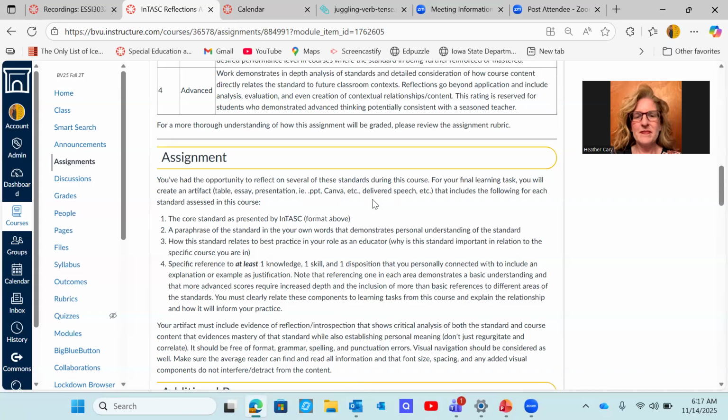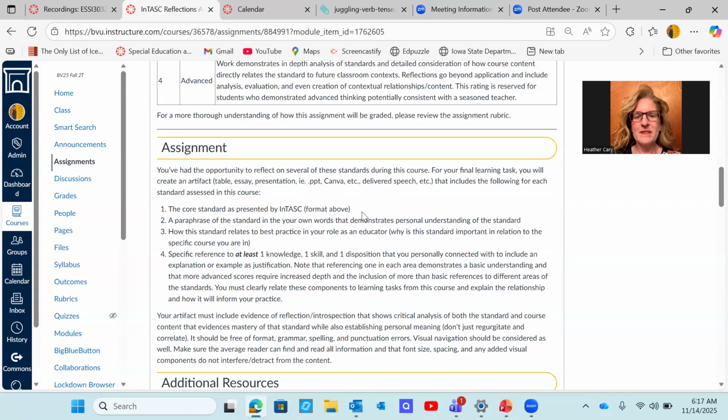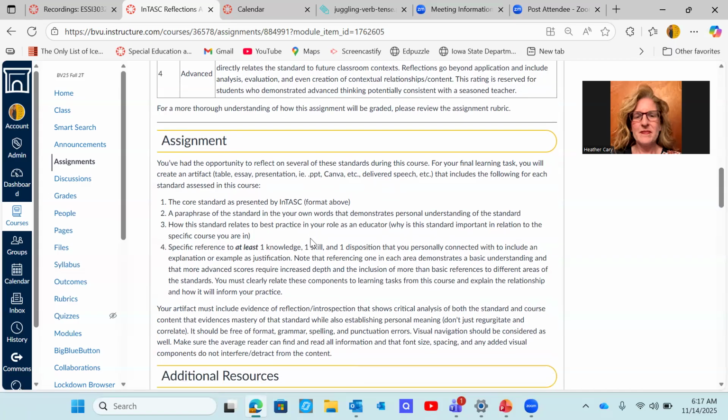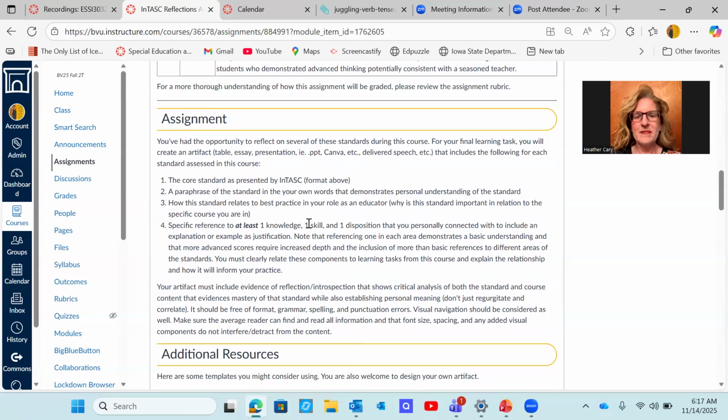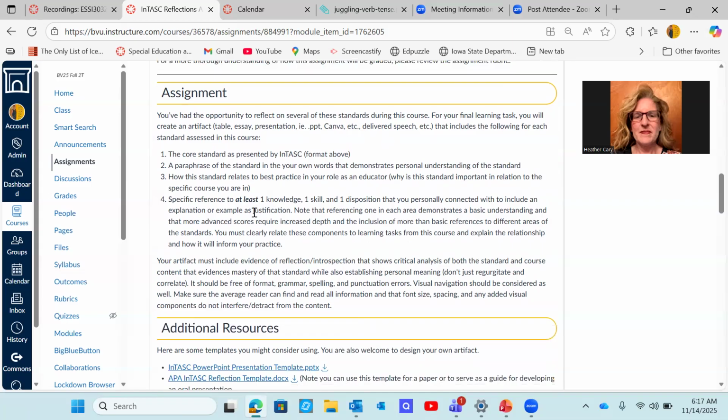So here we want to differentiate based on your needs. The course standards are presented by InTASC. Paraphrase the standard in your own words, because we want to know that you understand what it means, how the standard relates to the best practice in your role as an educator, why it's important, and then one reference to at least one knowledge, one skill, and disposition that you personally connected with, to include an explanation or example from this course.